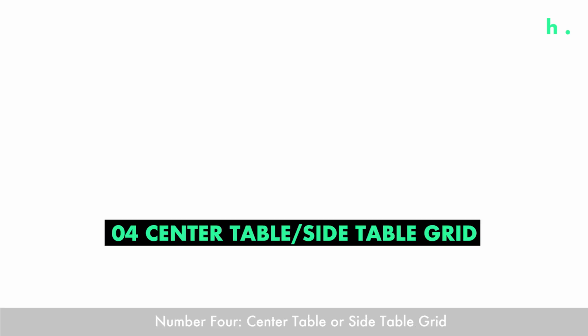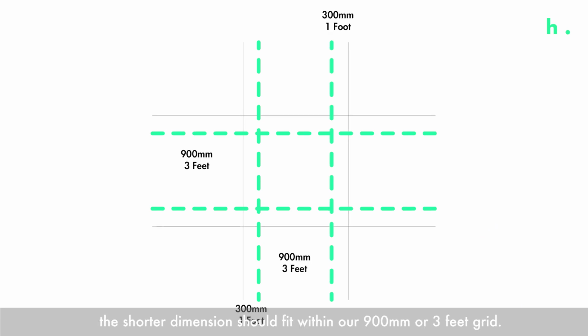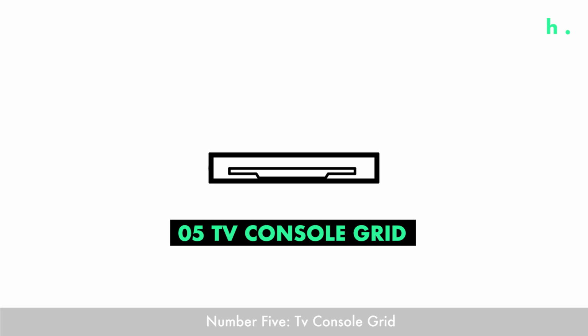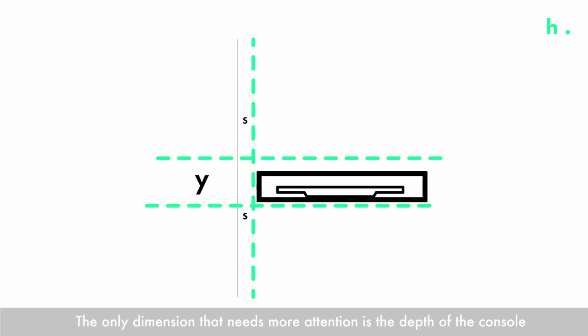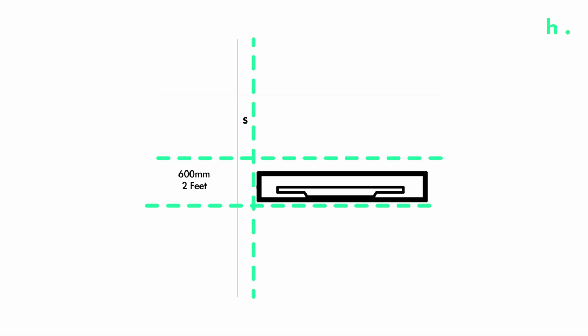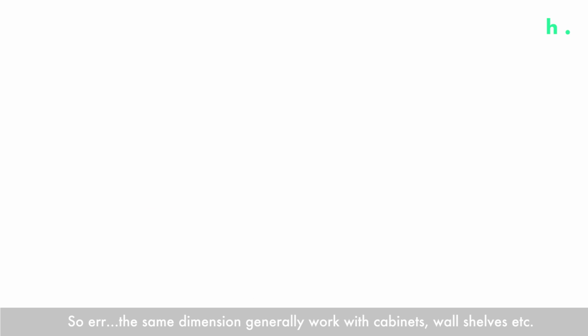Number 4. Center table or side tables. Center tables come in all shapes and sizes, but it's safe to say that the shorter dimension should fit within a 900 mm or 3 feet grid. The side tables are also based on the same logic. Number 5. TV consoles. The only dimension that needs more attention is the depth of the console and how it should fit into our grid. A general provision of 2 feet or 600 mm should fit most of the consoles. So the same dimension generally works with cabinets, wall shelves, etc.